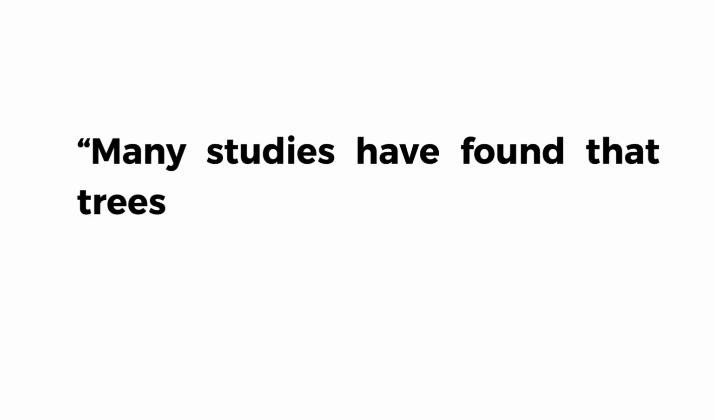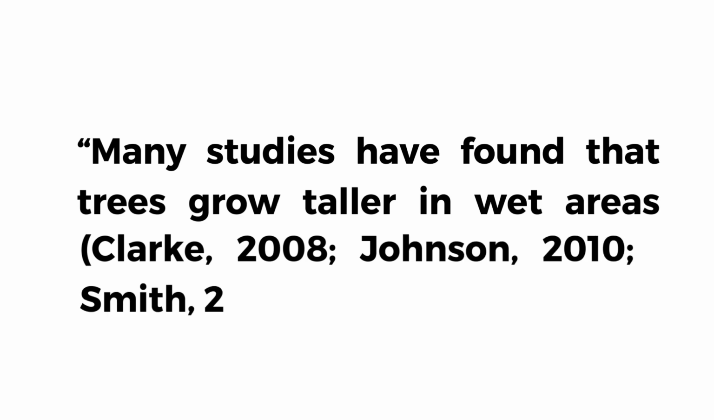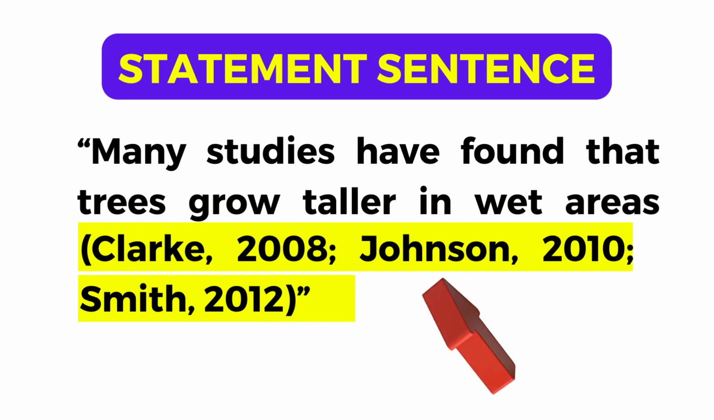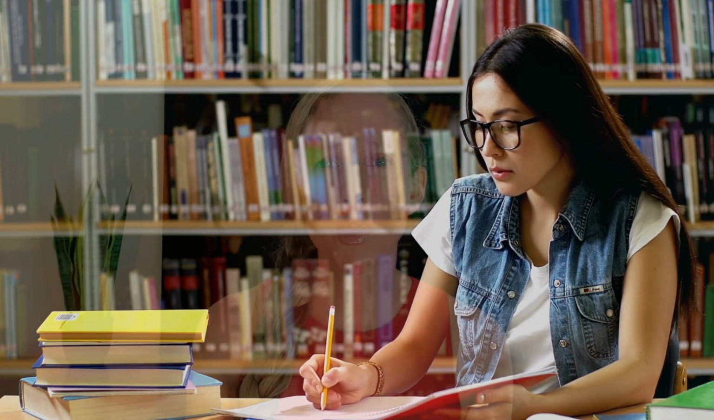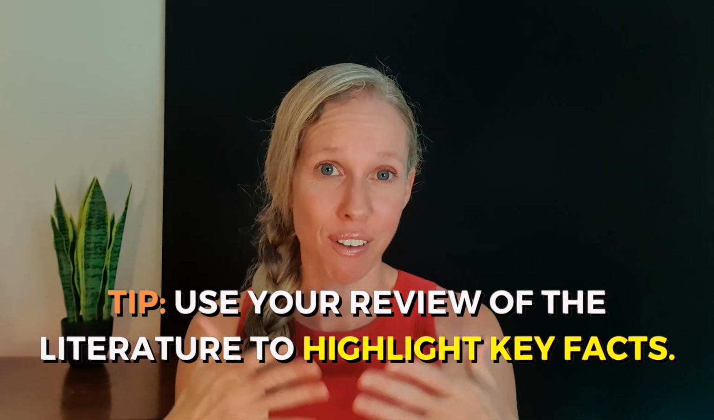Whereas we could say, many studies have found that trees grow taller in wet areas. And then in brackets, we could have Clark 2008, Johnson 2010, Smith 2012. So that's a series of citations following a statement sentence. It's great to mix it up and use both methods in an introduction because it helps highlight to the reader that we've done a review of our literature. And remember, the introduction is not a literature review. And yes, we should have done a review of the literature, but we're just trying to point out the key facts to our reader and not make them read a literature review themselves.